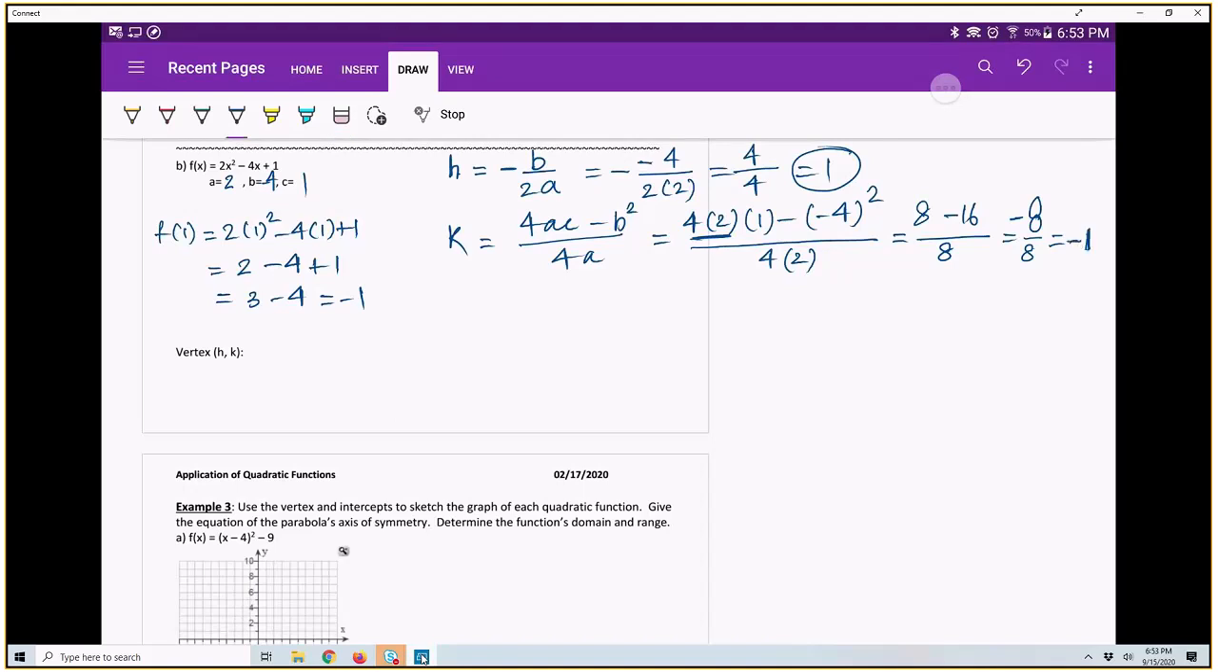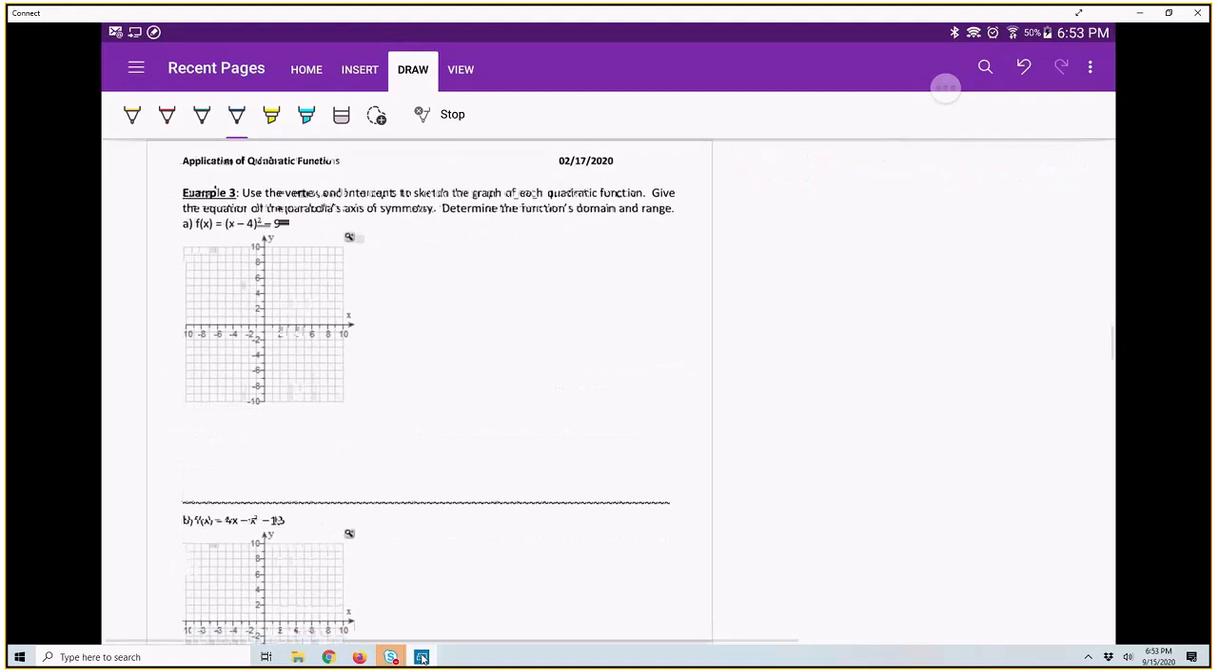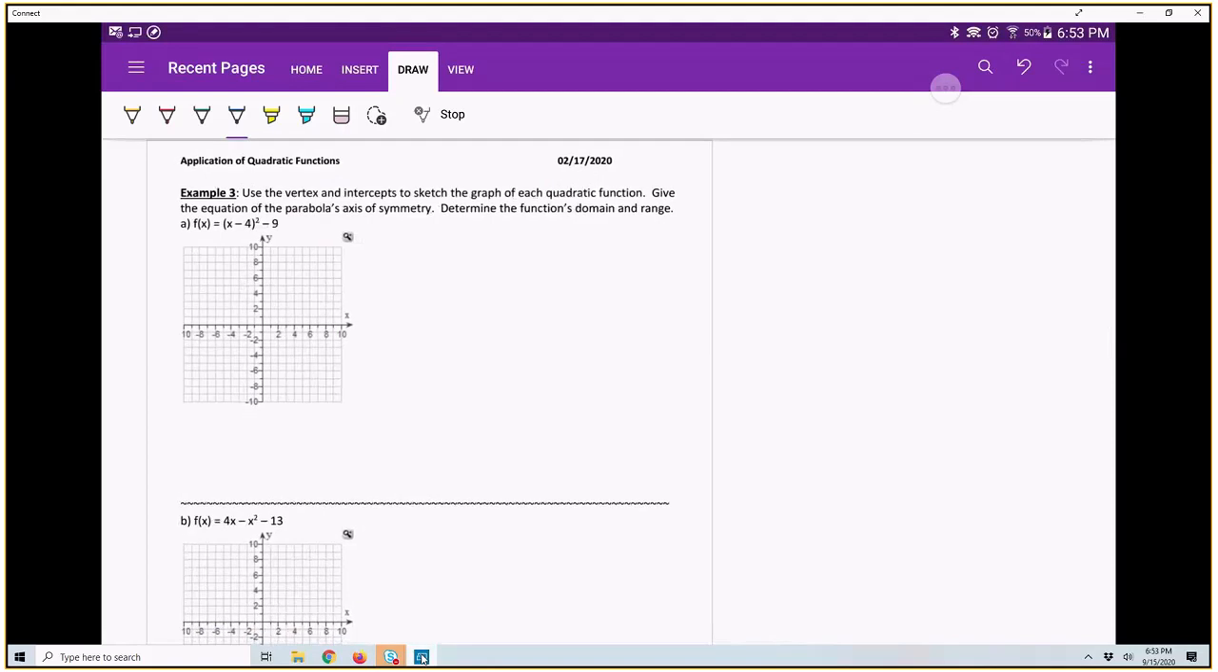So now I know what the vertex is. The k value is -1, the h value is 1, so the vertex is at (1, -1). This problem is saying to use the vertex and the intercepts, exactly what I was talking about, to sketch the graph of the quadratic equation and give the equation of the parabola's axis of symmetry.